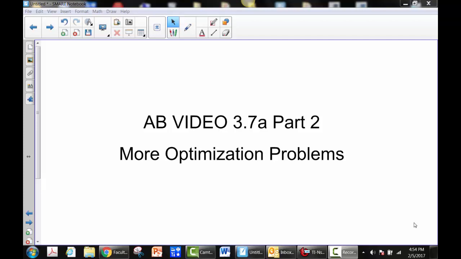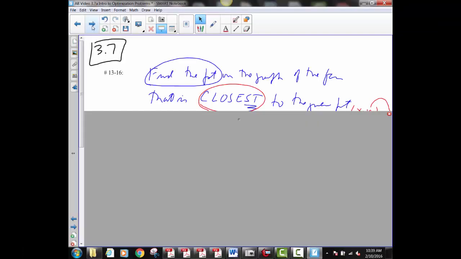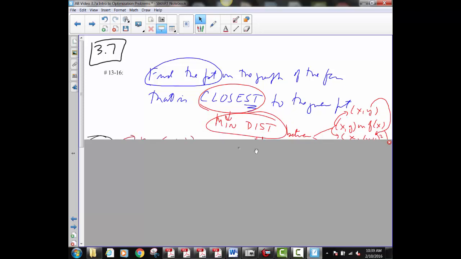Hello, welcome to AB Video 3.7a Part 2, more optimization problems. Be able to find the derivative, the critical numbers, and find the relative maxes and mins. Okay, this one's a little complicated. Find the point on the graph of the function that is closest to the given point.